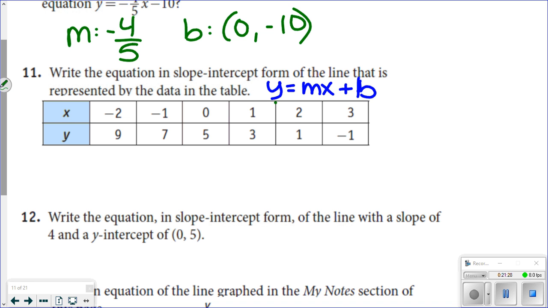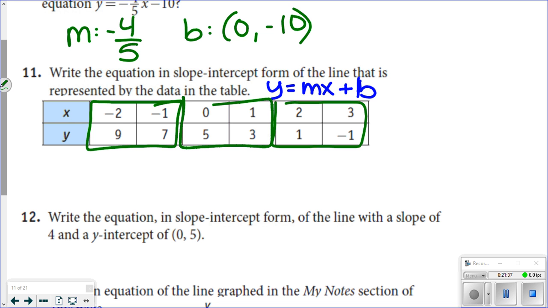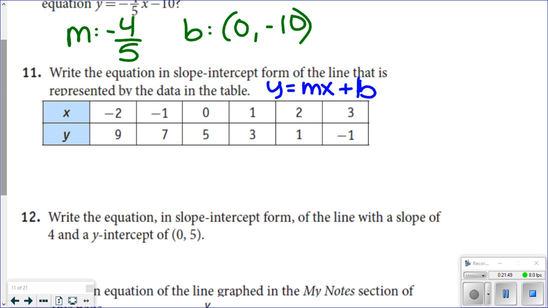but you could pick any 2 points that you wanted. You can choose these 2 points and use the slope formula, or you can choose these 2 points and use the slope formula. Okay, I'm going to just choose the ones in the middle because I don't see any negatives.